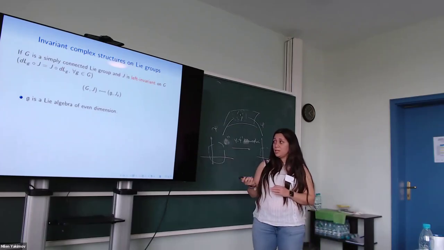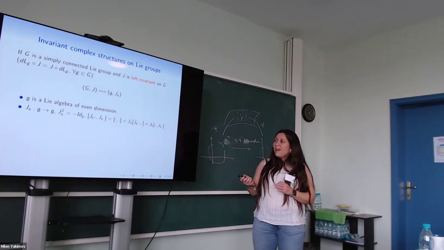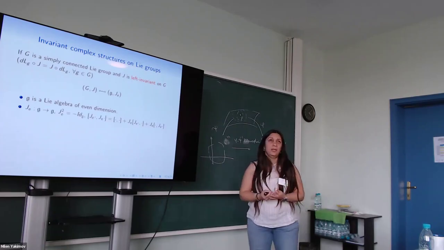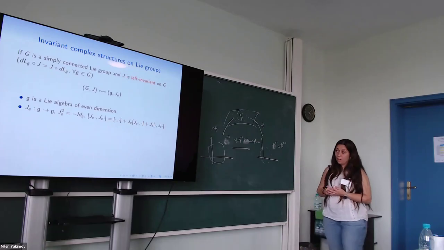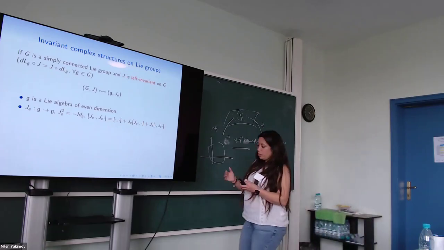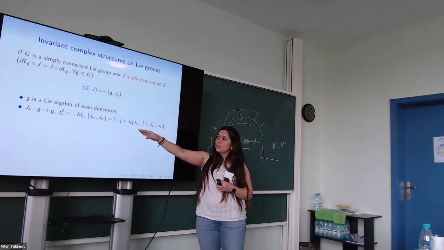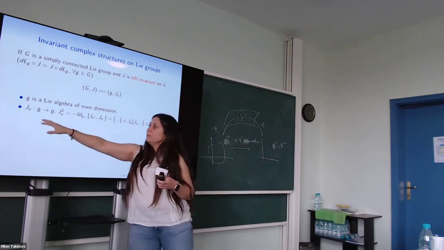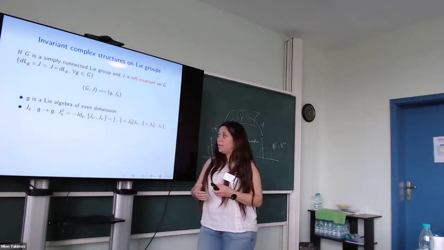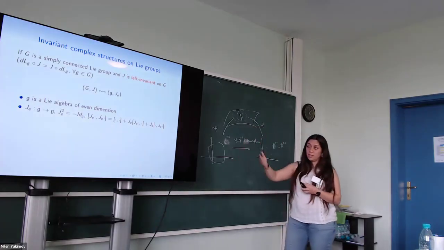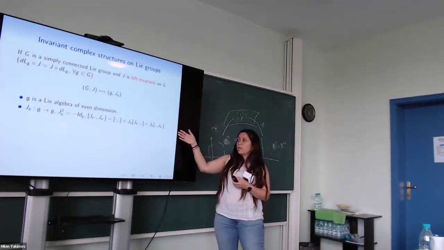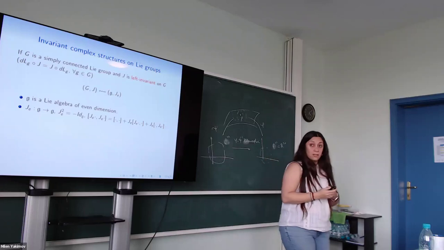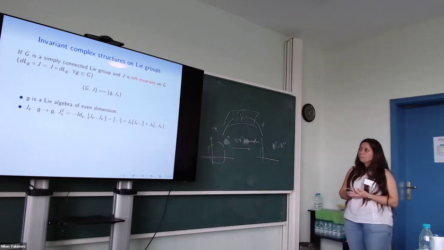a real Lie algebra of even dimension, and because of the definition of the complex structure, we are going to have these two conditions on this endomorphism at the Lie algebra level. The first one is J squared equals minus the identity, and the second one corresponds to the Nijenhuis tensor vanishing.